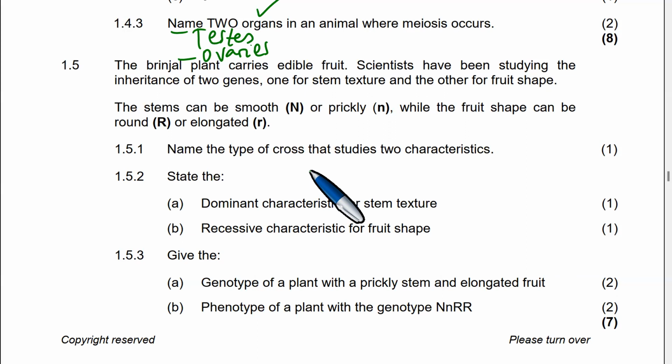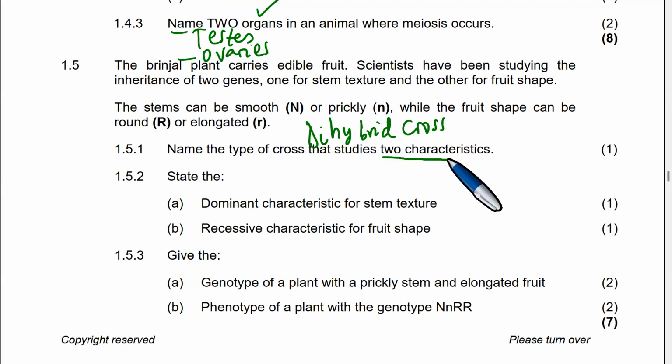Name the type of cross that studies 2 characteristics. This type of cross is called a dihybrid cross. Why is it called dihybrid? Because you're speaking of 2 characteristics.